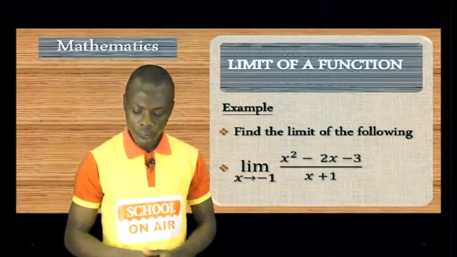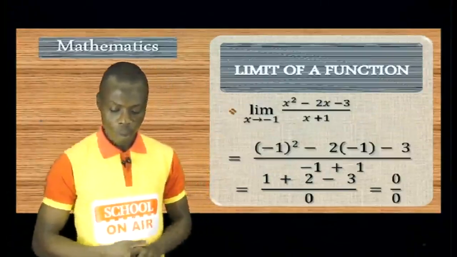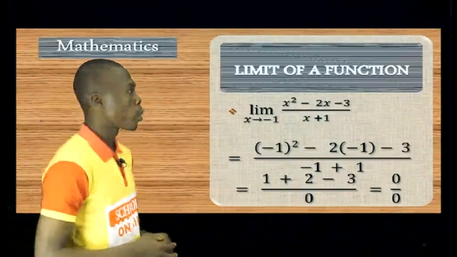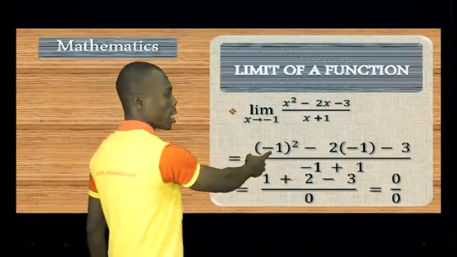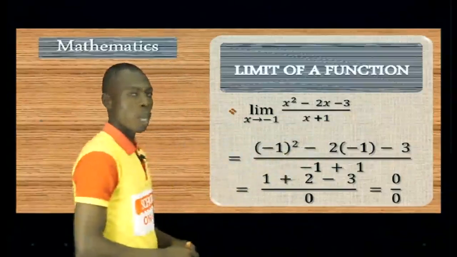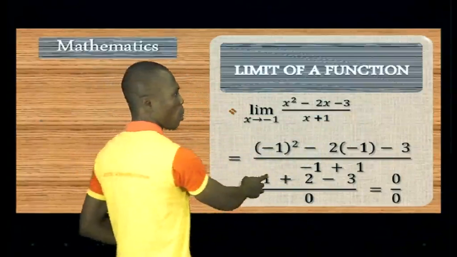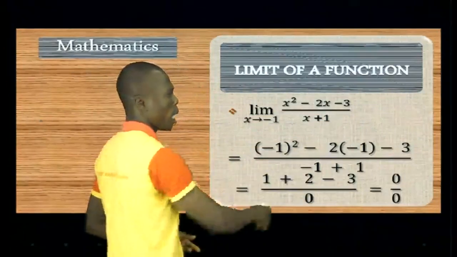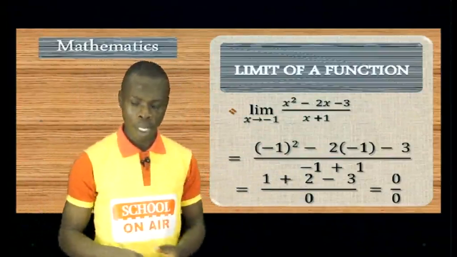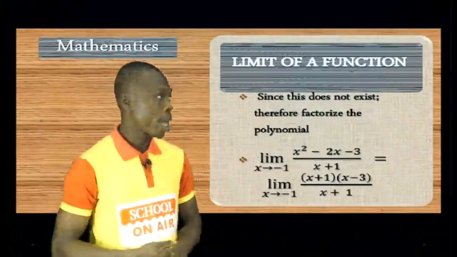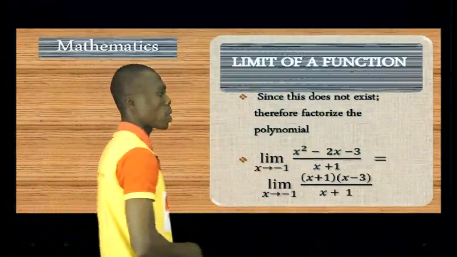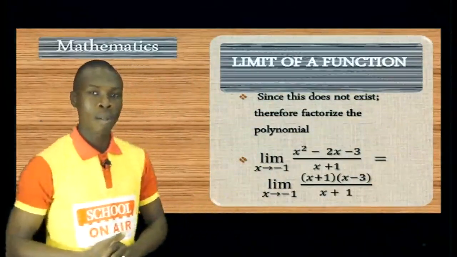How do we go about that? Quickly, let's take a look. The limit of x squared minus 2x minus 3 over x plus 1 as x approaches minus 1. If you put the value of minus 1 there, minus 1 squared will give us 1. Minus 2 into minus 1 gives me plus 2, and I have minus 3. So I have 1 plus 2, which is 3, minus 3. All that goes down to 0. At the denominator, I have minus 1 plus 1, which also goes down to 0. So that is not determinate. So we better factorize what we have. Since that does not exist, we factorize the polynomial, x squared minus 2x minus 3, by the method of factorization in quadratic equations we've learned before.